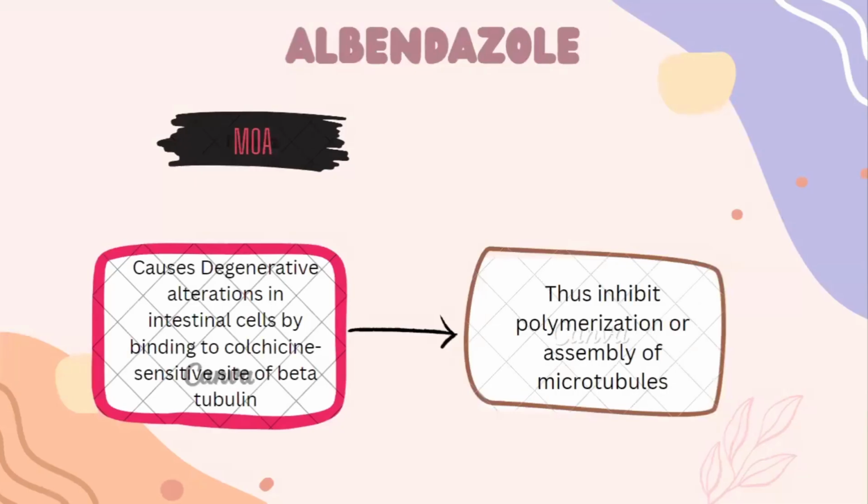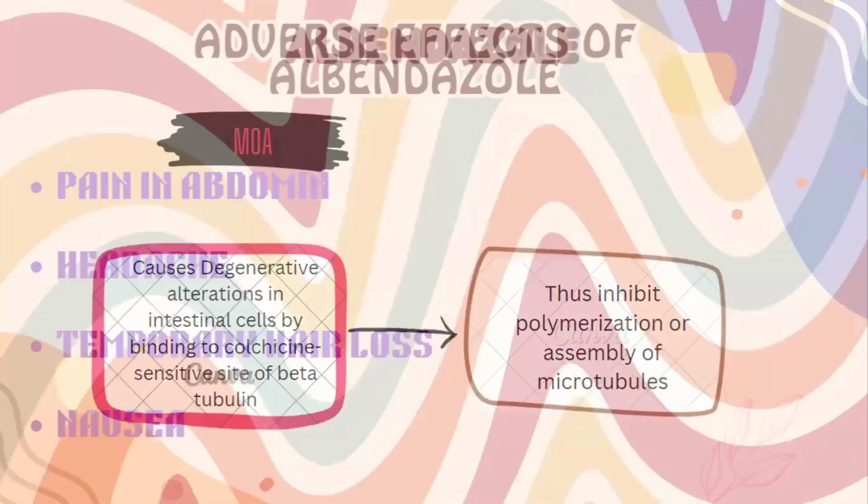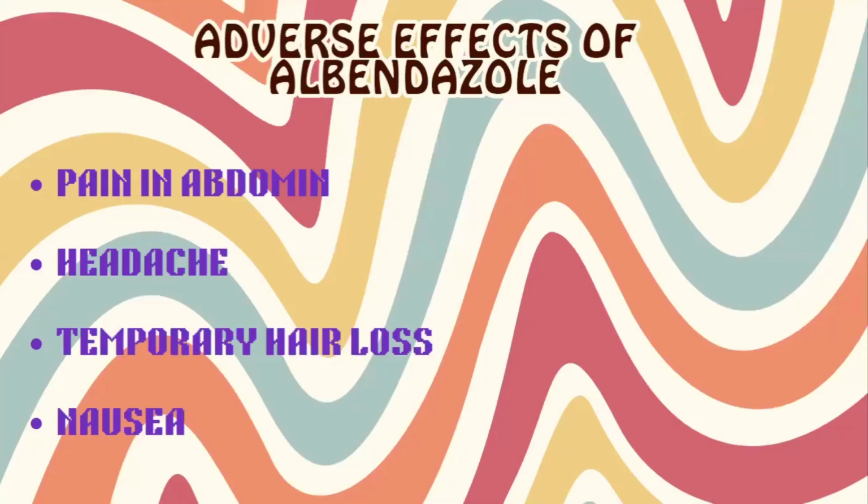Now, the next drug from the same category is albendazole. The mechanism of action of albendazole is quite similar to mebendazole, as it also involves degenerative alteration in the intestinal cell, as it also binds to the colchicine sensitive site of beta tubulin as that of mebendazole, and inhibits the polymerization assembly of microtubule, that is the alpha and beta tubulin.